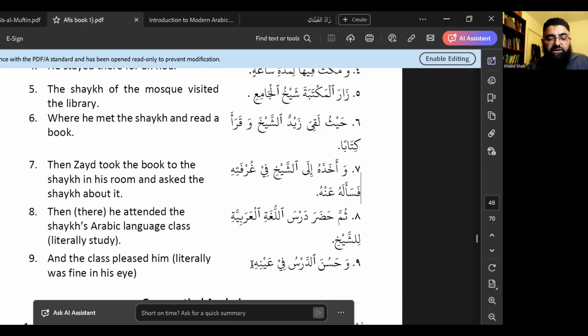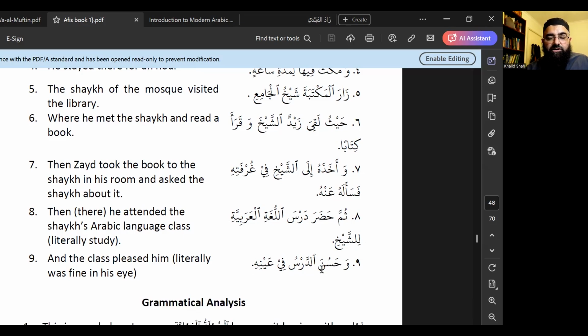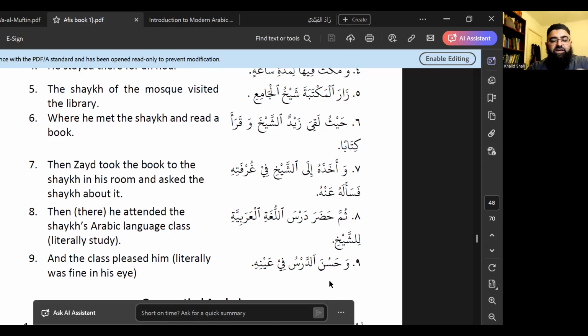وحسن الدرس في عينه, and hasuna is fi'al madi, hasuna الدرس, and the class في عينه, the class pleased him, literally was fine in his eyes. The fa'il here is darsu. The fa'il is darsu, even though the fa'il is an inanimate object, right? It's an abstract thing, not a physical thing. The class pleased him. The class fi aini, meaning was fine or good in his eyes.